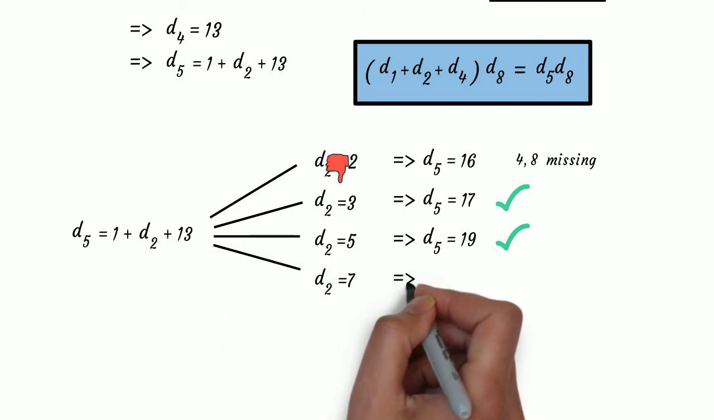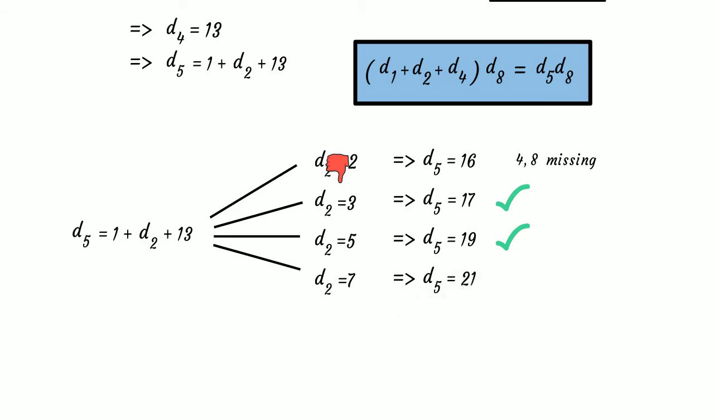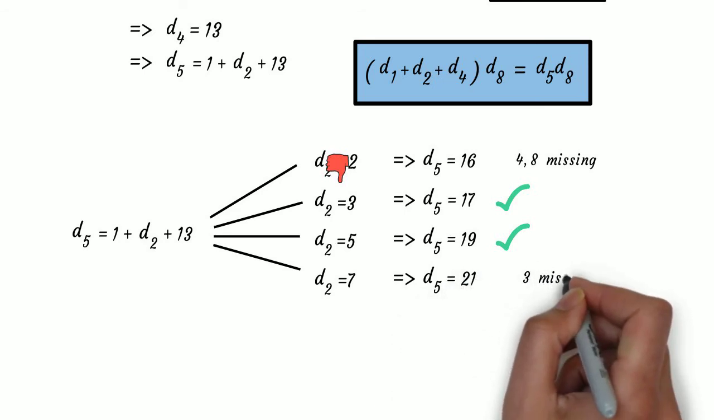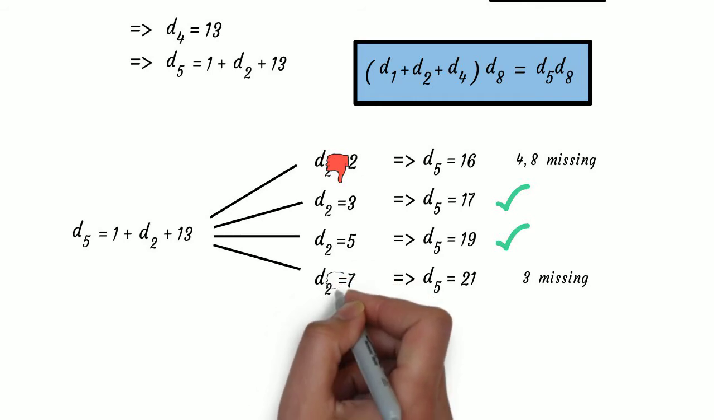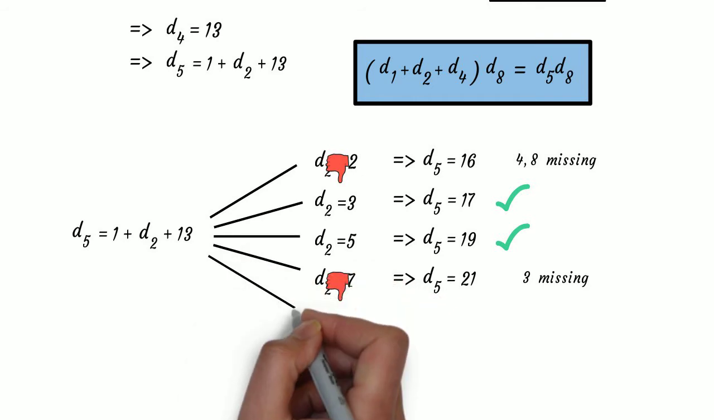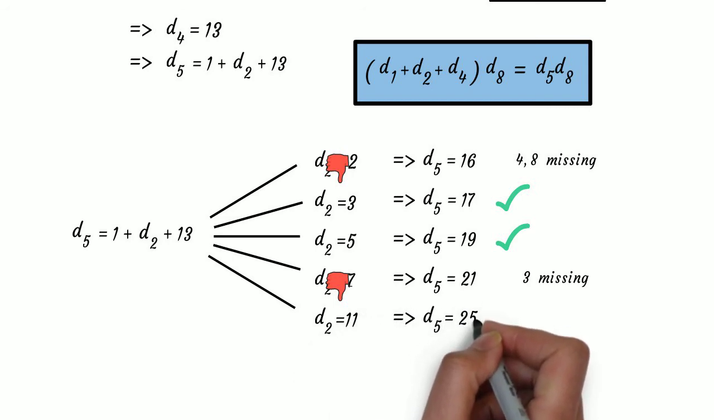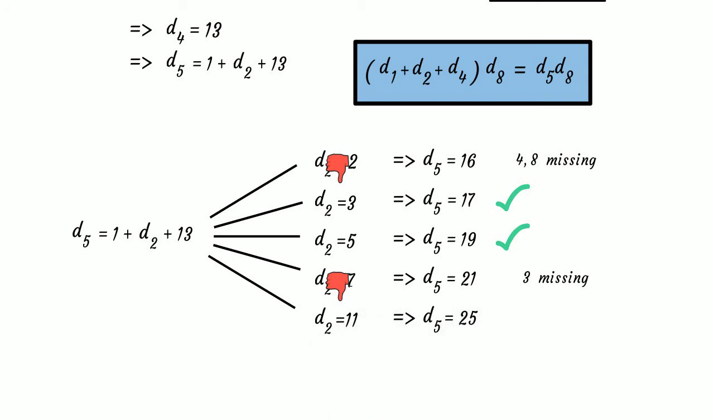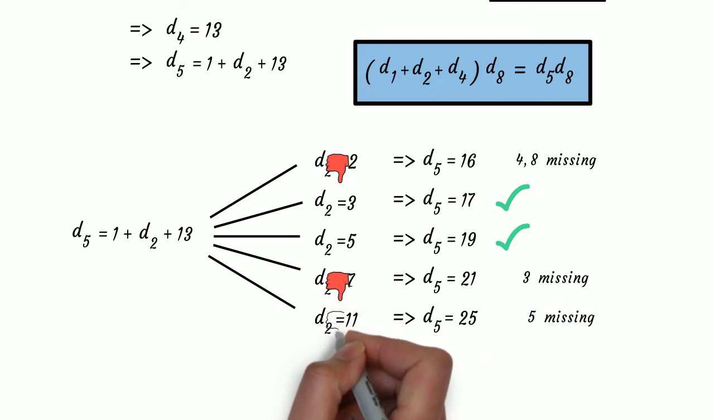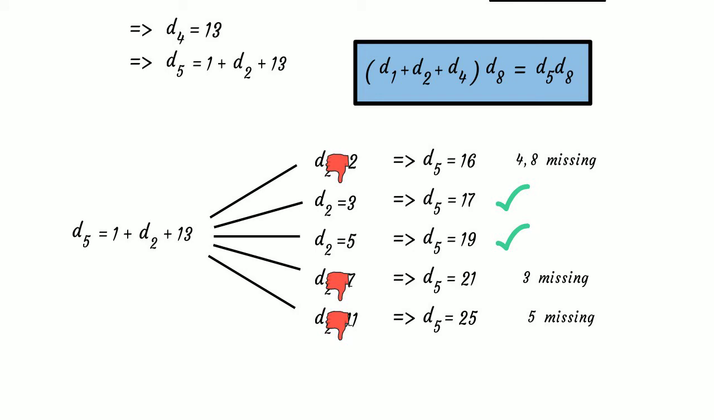Putting d2 equals 7, we get d5 equals 21, and similar to the first case, 3 is missing. Now substituting d2 equals 11, we get d5 equals 25, and hence 5 is missing. So this also doesn't yield any solution, and we cannot choose any prime greater than 11 as d4 itself is only equal to 13 and d2 must be less than that.